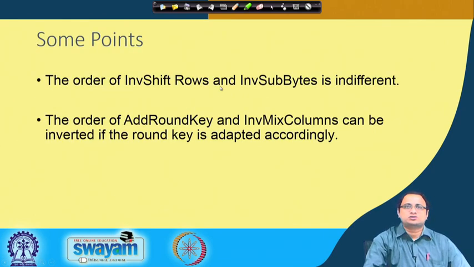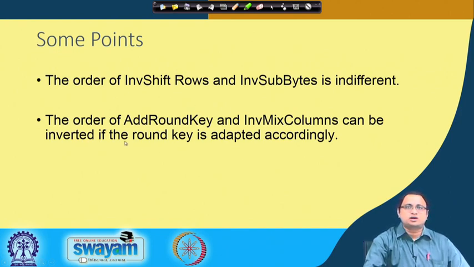So, how does it work? There are two simple points to observe here. The first thing is that the order of the inverse shift row and the inverse sub bytes is indifferent. Okay. So, you can easily swap them. The second thing is that the order of the add round key and the inverse mixed columns can be inverted if the round key is slightly adapted.